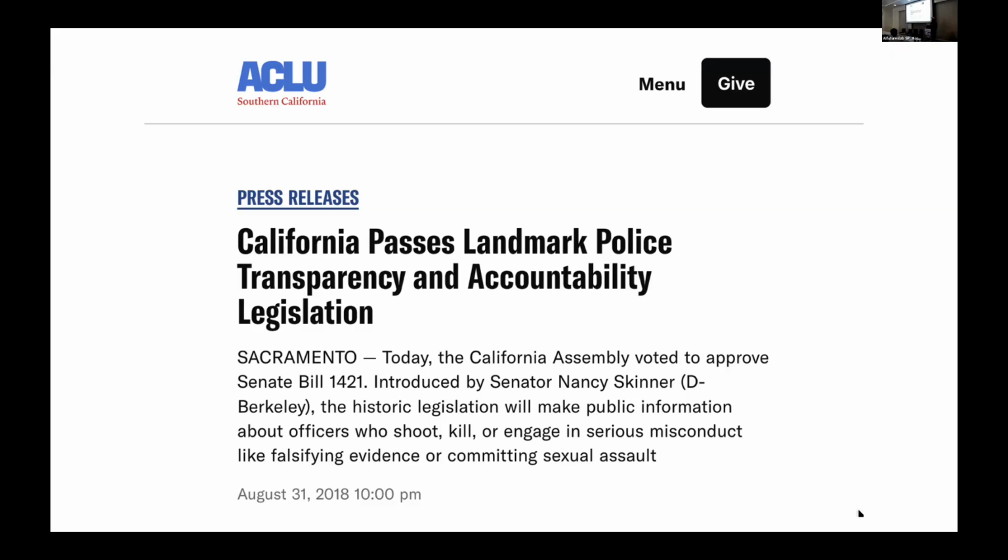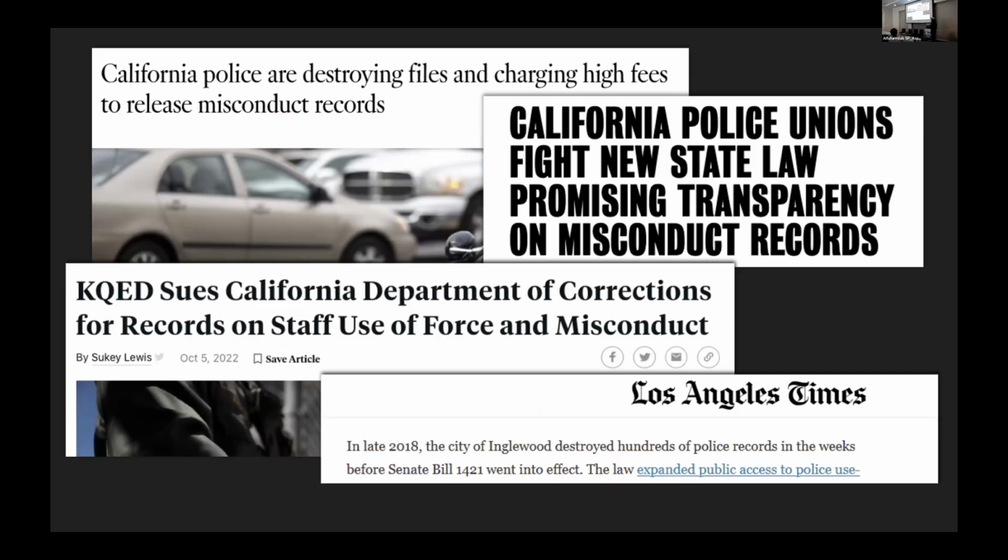That made documents related to certain types of police misconduct, sustained findings of misconduct and use of force, public. What this means when something like this gets passed and for documents to become public is not that you can just go on the internet and find them, but that now you can ask an agency for them through a public records request. And if they are obeying the law, they're required to respond, but actually, this is an enormous issue, right?